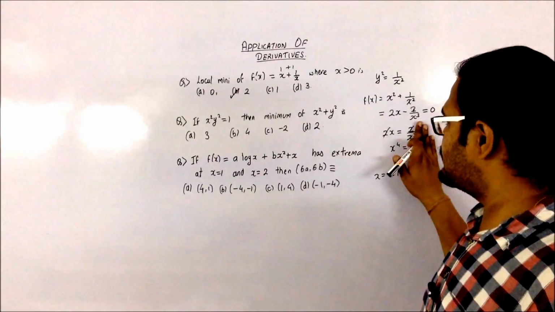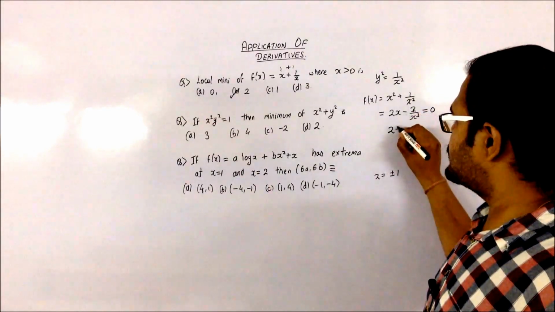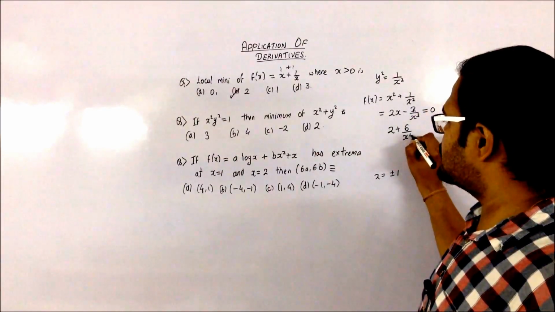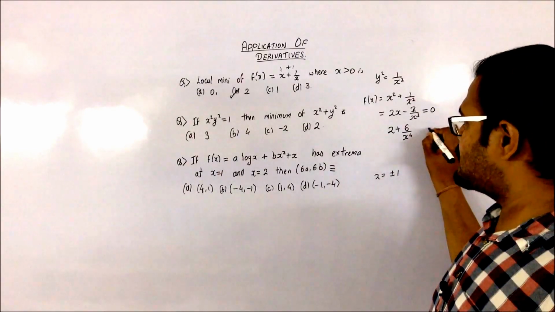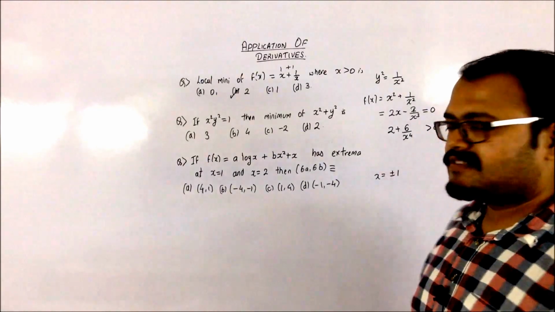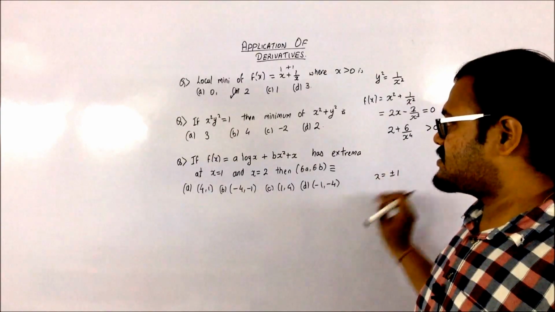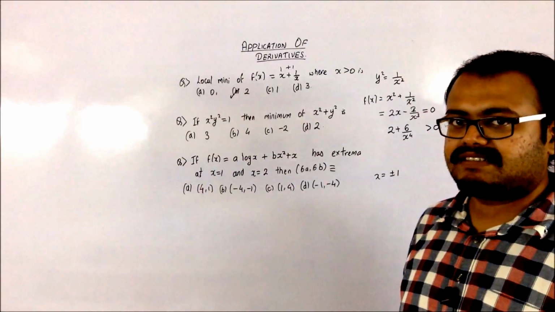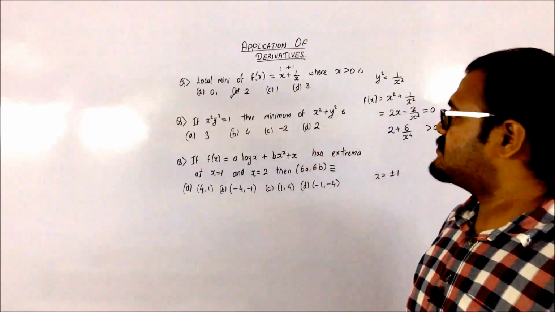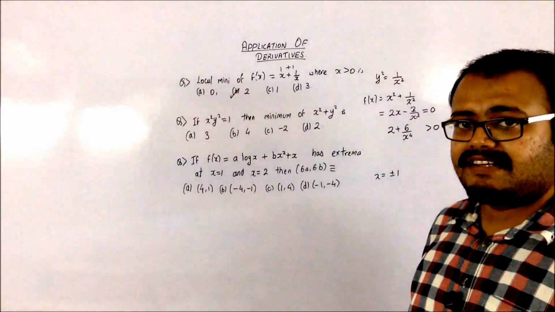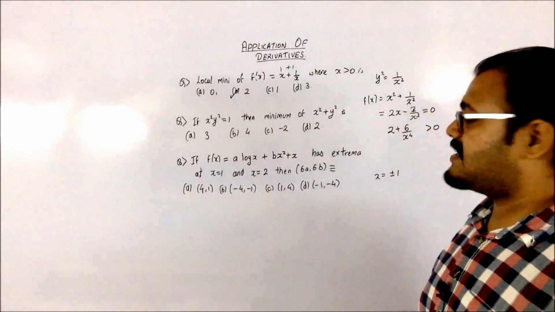Finding the second derivative, you will get 2 plus 6 by x raised to 4. When you substitute the first value, that is 1, you will get the value 8, which is greater than 0. If you substitute minus 1, that also gives you 8. So basically at plus and minus 1, you have the minimum values. To get the minimum value, you will be substituting x equals 1 in this equation. So you will get the answer as 2.